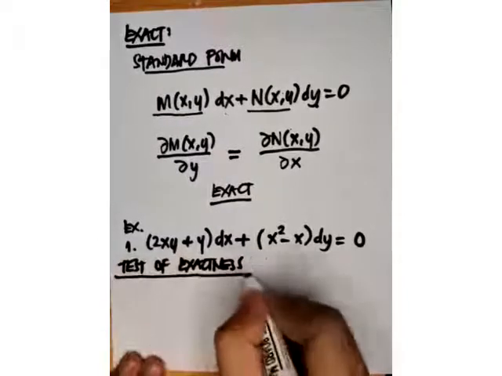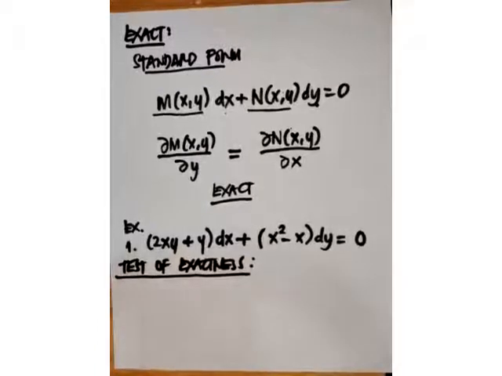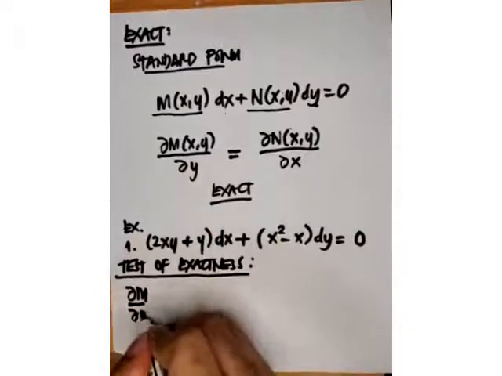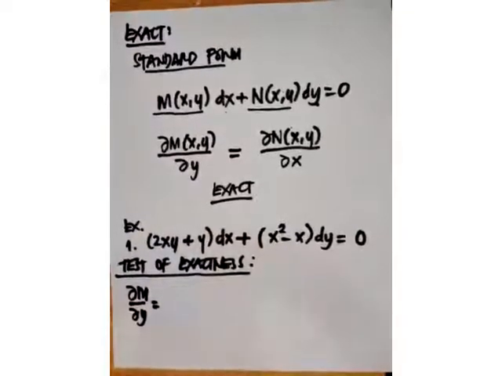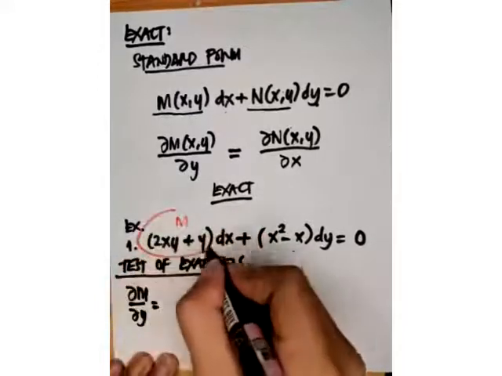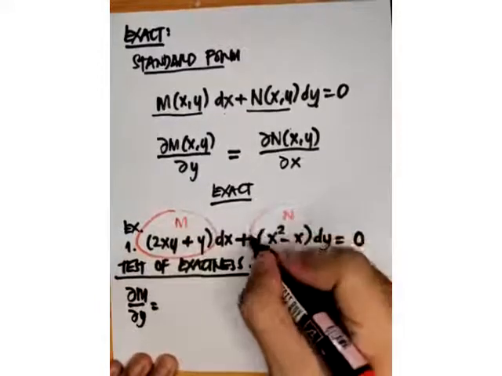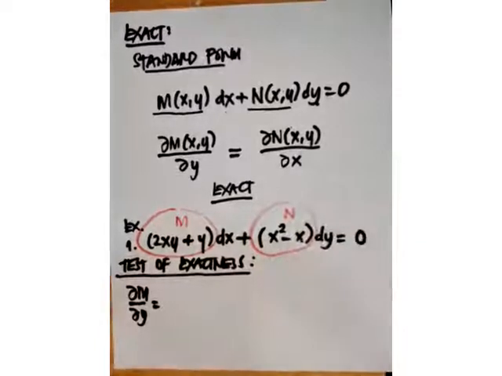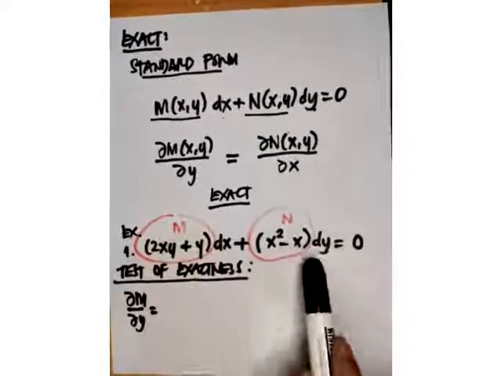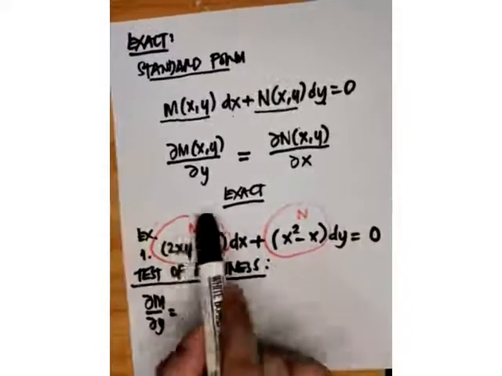Okay, so let's test if the equation is exact or not. Let's get the partial derivative. That's the partial derivative of M with respect to y. So what is M? What is the value of M? So our M is this one. This is the whole M, and this is the whole N. M, N. Okay? Any questions? Here, dx, dy, 0. So this is the whole term M.